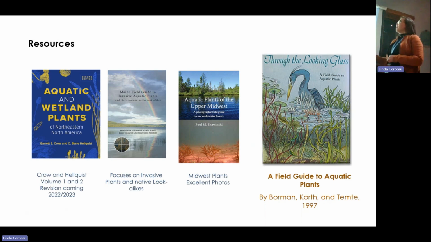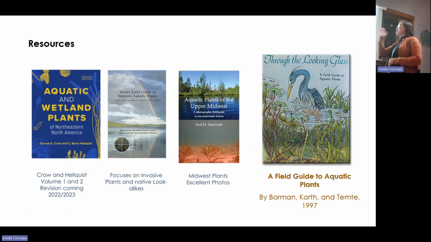Some other really great resources are these books. I do have a few that are out on the table. Feel free to take a look at that. We also have some pickled plant samples. Please do not open them. There is formaldehyde in them, but feel free to take a look at some of those.